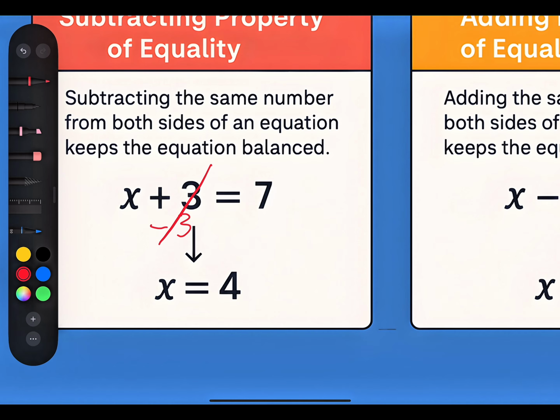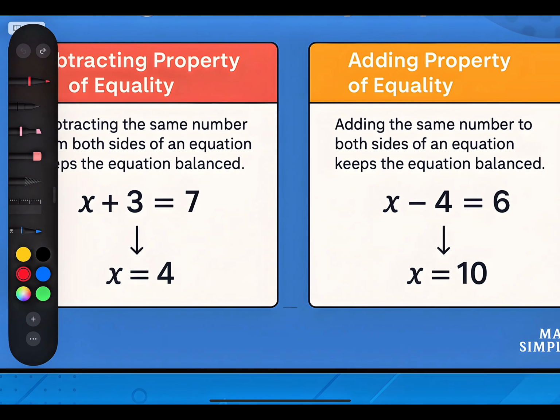And according to the subtracting property of equality, we gotta keep the equation balanced. So whatever we do to the left, we also have to do to the right. So now we subtract 7 minus 3, and that would give us x equals 4. So we were able to isolate the x.